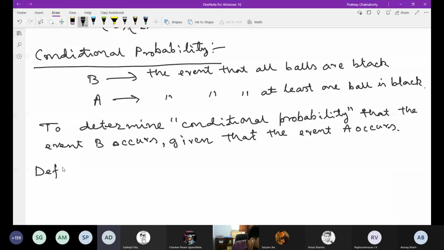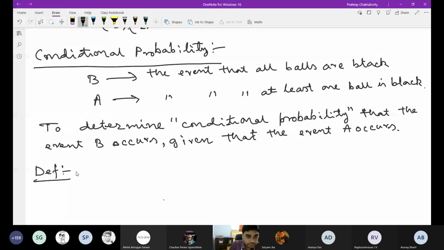Sir, can we leave? Sir, we have a class from 2 o'clock. Just let me write this definition, then I will stop.